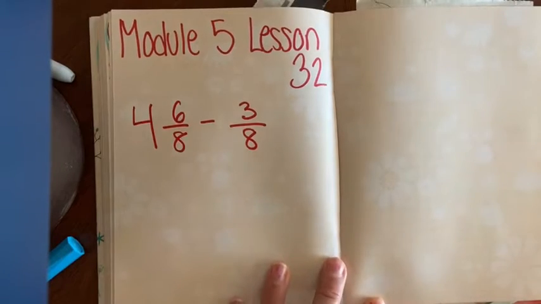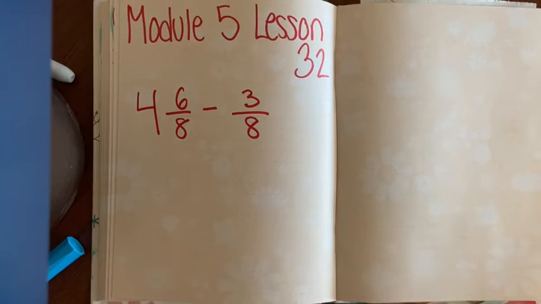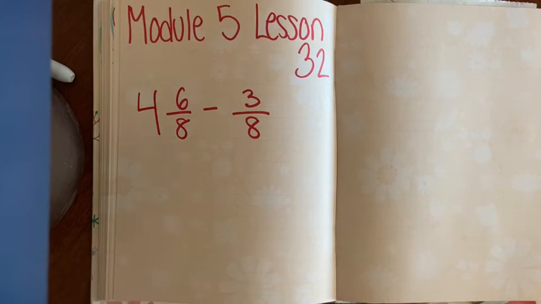Hi everyone, we're going to continue with Module 5, Lesson 32 today on subtracting mixed numbers with fractions. So we are going to write this first subtraction sentence down, 4 6/8 minus 3/8. Remember, there are multiple ways you can solve for this. We're going to solve this first subtraction equation using a number line.